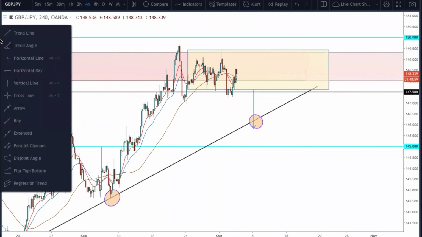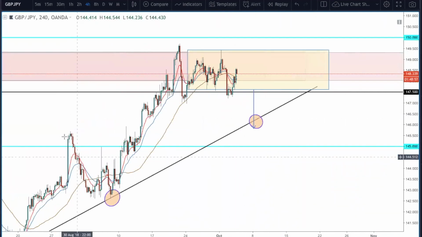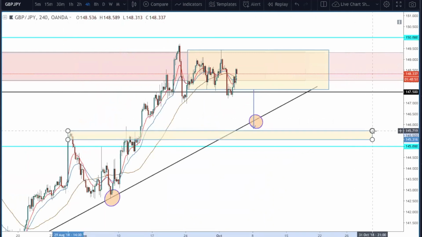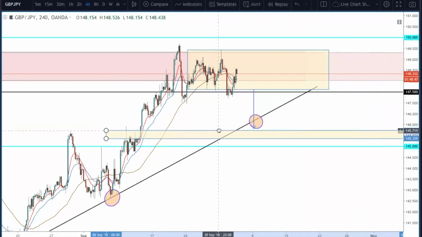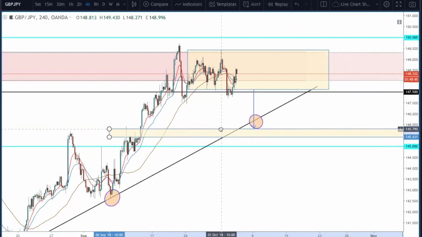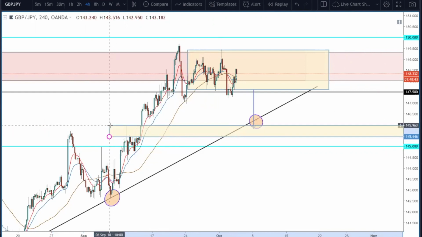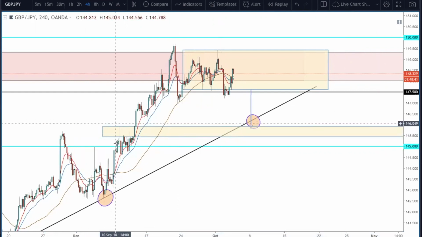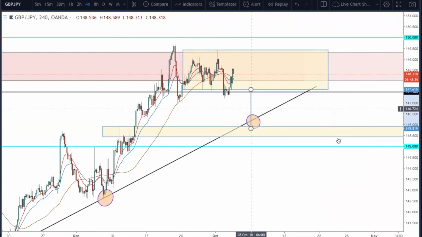And you'll also find that if we do get that exact range move, we should just about get a test of this previous resistance area here, guys. Okay. So this previous resistance should now be tested as support, which is what I'm expecting for GBPJPY.